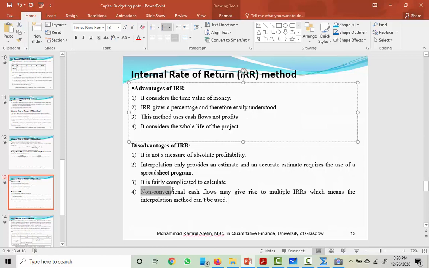So one major disadvantage of IRR is that non-conventional cash flows may give rise to multiple IRR, which means the interpolation method cannot be used. If you have multiple changes in sign in the future cash flows, then you may get multiple IRR, and those IRR will be just meaningless because you cannot consider one over the other. So this is one of the major disadvantages of the IRR method.